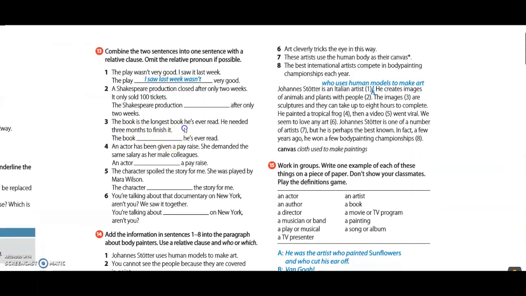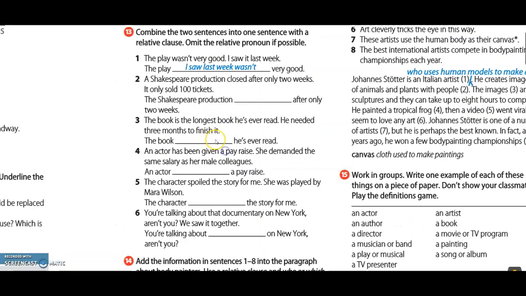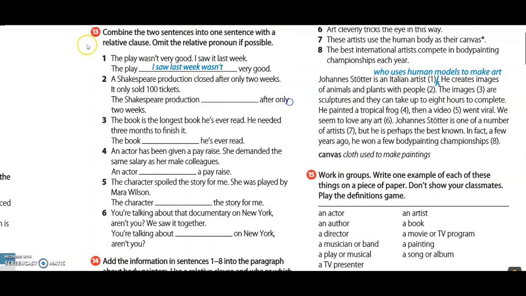Okay, guys, so now we move on to exercise 13, and the instructions are the following ones. Combine the two sentences into one sentence with the relative clause. Omit the relative pronoun if possible. So in number 1 we have the example. The play wasn't very good. I saw it last week. It would be the relative clause. The play I saw last week wasn't very good.